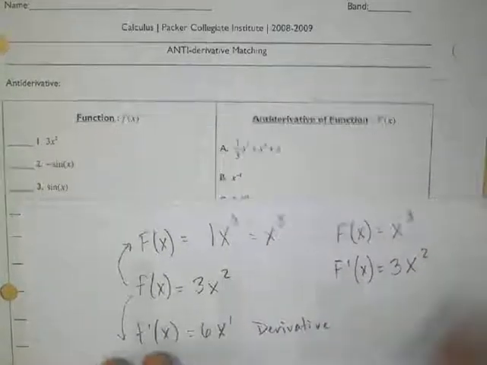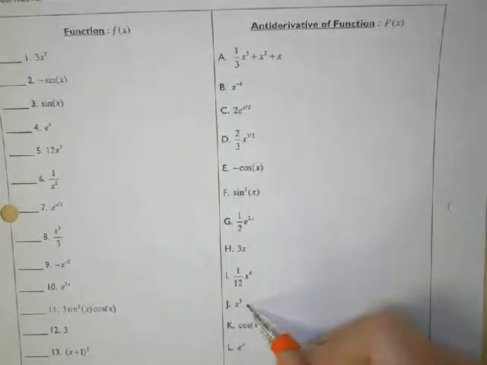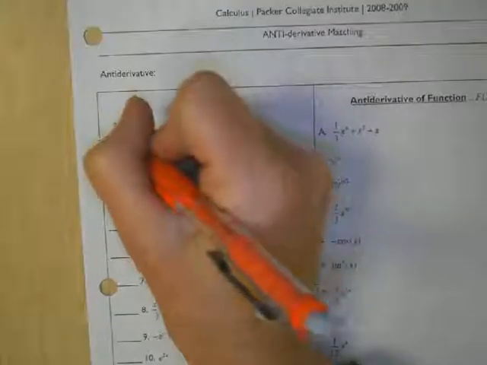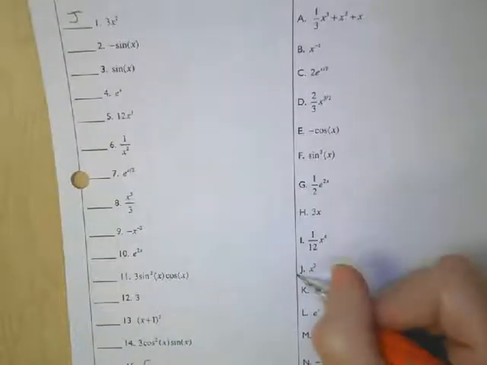So let's find x cubed over here on the right-hand side. Down here, letter J has the x cubed. So I'm going to put a letter J right here. It's just matching, and I used letter J, so let's go ahead and mark that off.